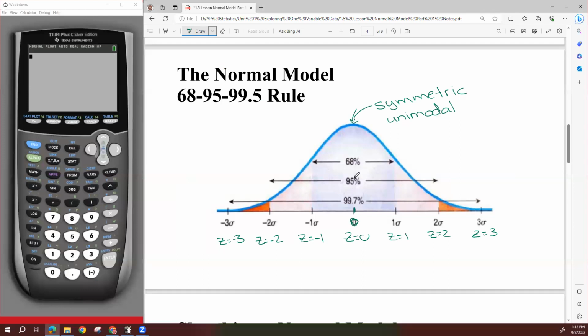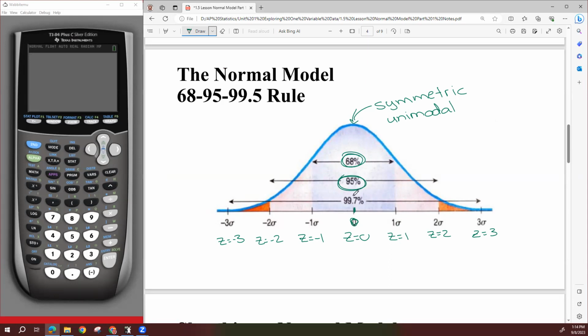And what these percentages mean is that if we have data that follows this normal model, that looks like a normal model, it's symmetric and unimodal, then 68% of the data points will fall within 1 standard deviation of the mean, above or below. So this area in the middle represents 68% of the data points. Within 2 standard deviations of the mean, -2 to +2, that's 95% of our data points.